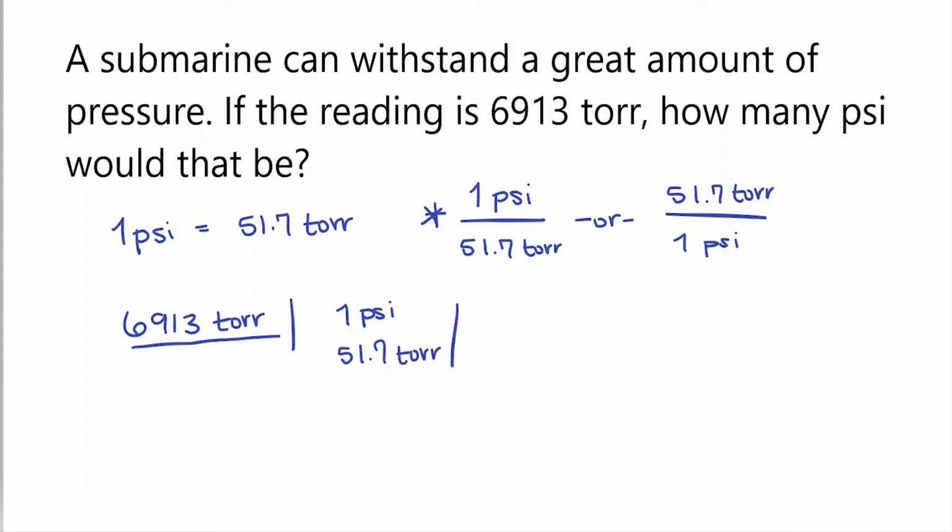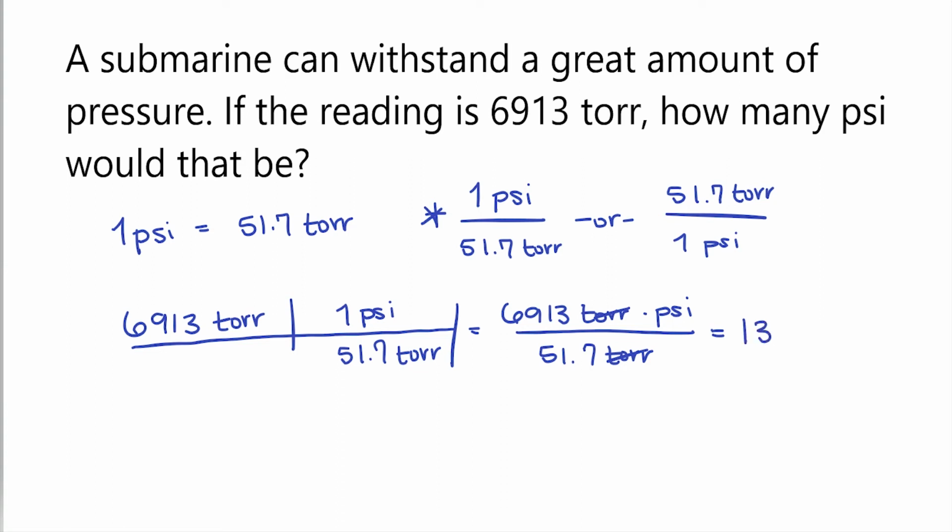Now I can go ahead and solve this question. So I'm going to multiply my tops together first. So 6,913 times 1 is just 6,913. Next I have to multiply my units, so I have my Torr times my PSI. Then on the bottom, I just have my 51.7 Torr. Now since I have Torr on the top and the bottom, those are going to cancel, leaving me only with PSI. Next I have 6,913 divided by 51.7.